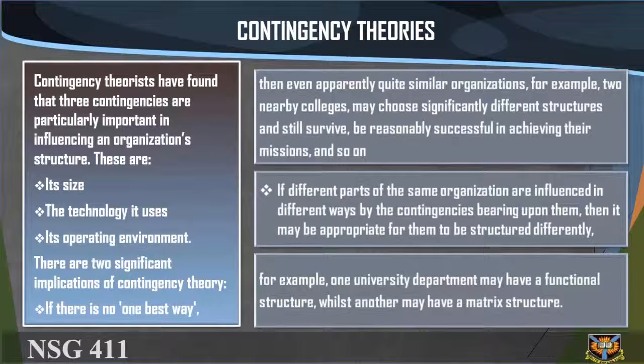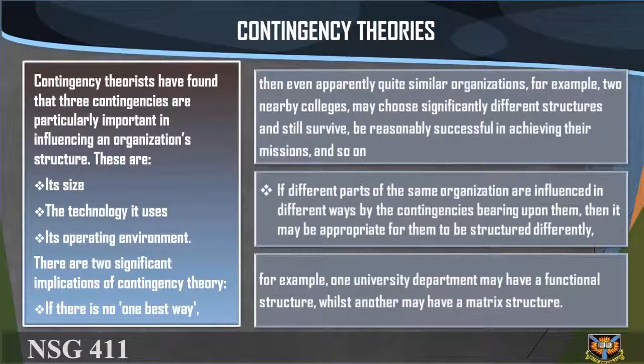Contingency theories. From the late 1950s, a new approach to organization theory was developed, which became known as contingency theory. This theory argues that there is no one best way to structure an organization. An organization will face a range of choices when determining how it should be structured, how it should be organized, how it should be managed.